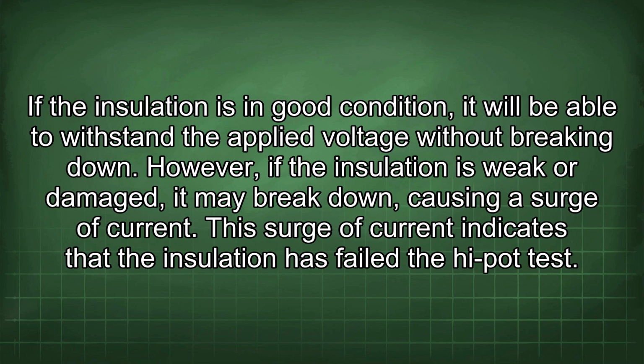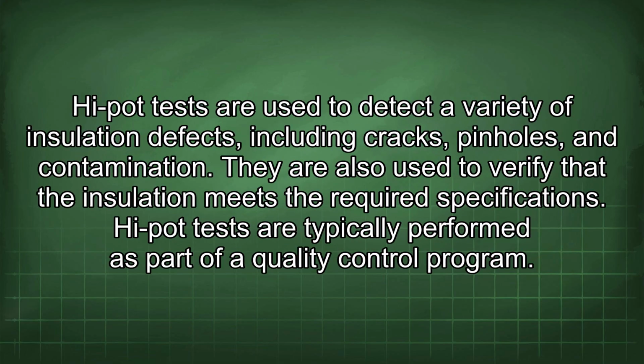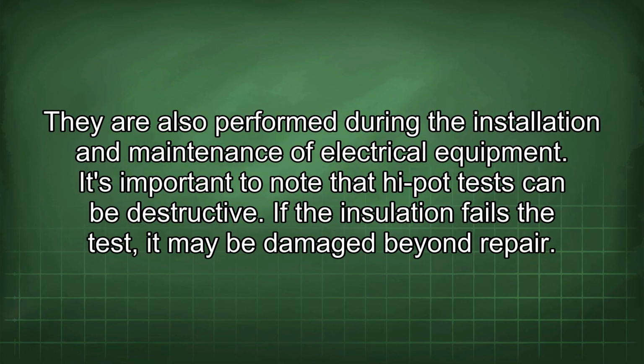However, if the insulation is weak or damaged, it may break down, causing a surge of current. This surge of current indicates that the insulation has failed the high-pot test. High-pot tests are used to detect a variety of insulation defects, including cracks, pinholes, and contamination. They are also used to verify that the insulation meets the required specifications. High-pot tests are typically performed as part of a quality control program. They are also performed during the installation and maintenance of electrical equipment.